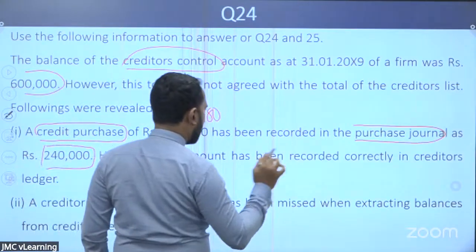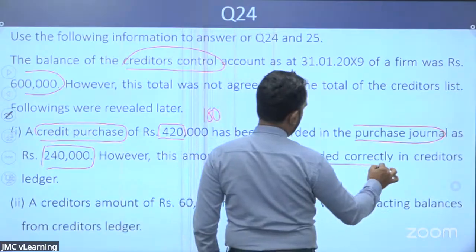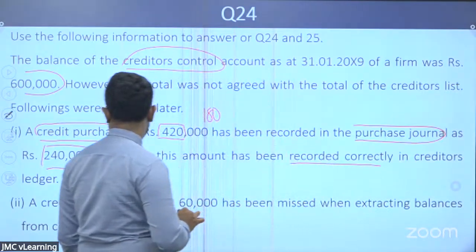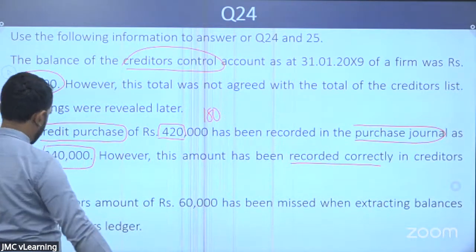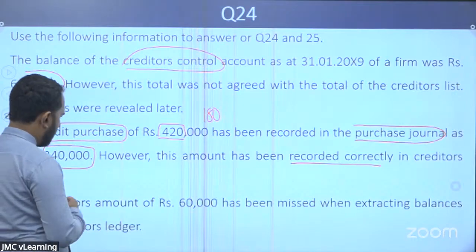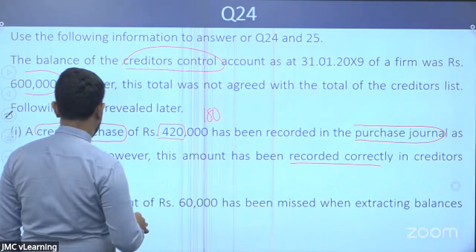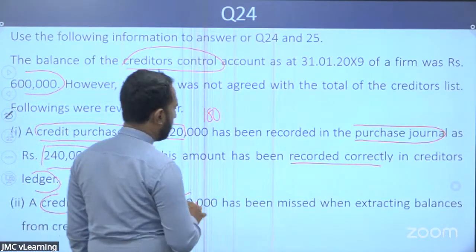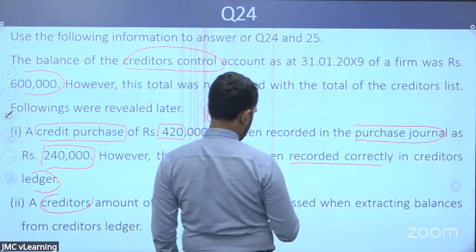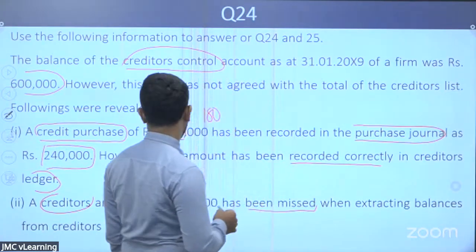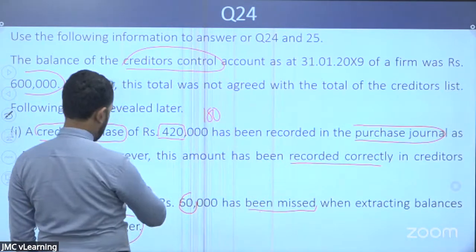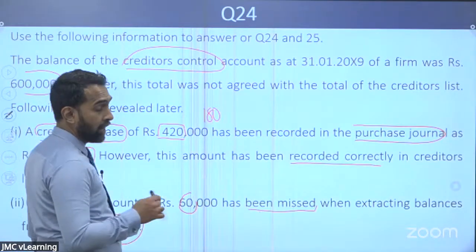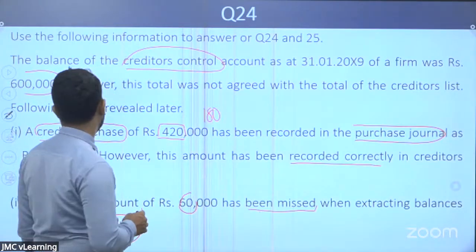This has been recorded correctly in the creditor's ledger. There's nothing wrong with the ledger. A creditor's amount of rupees 60 has been missed when extracting the balances of the creditor's ledger.